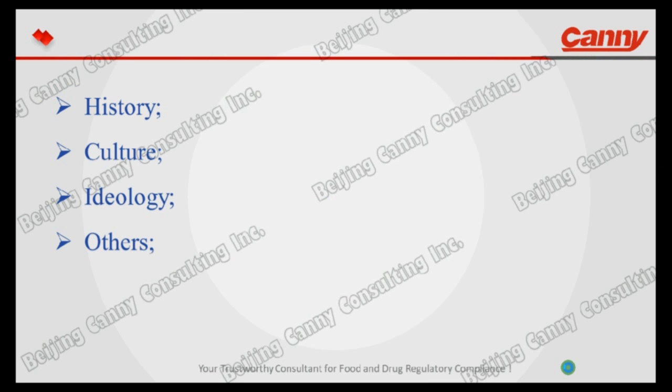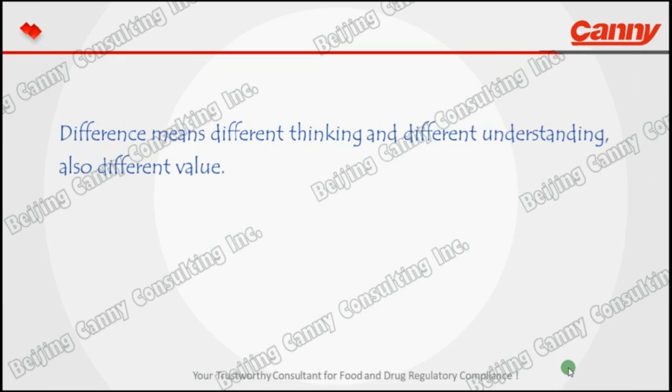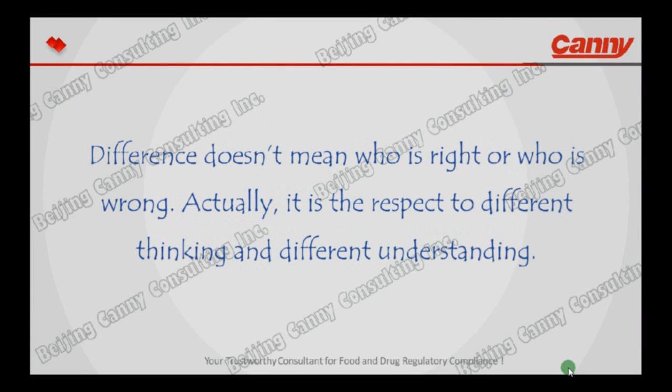Although there are differences between China and the EU, just remember, difference means different thinking and different understanding, also different value. But difference doesn't mean who is right or who is wrong. Actually, it is respect for different thinking and different understanding. So remember, whenever a Chinese inspector gives you a finding based on Chinese regulations, it may be different from your requirements, or even it doesn't make sense, but do not argue with the inspector directly and say the inspector is wrong. The right way we recommend is to prepare more supporting documents and try to explain it again to the inspector. In this way, they might accept it.